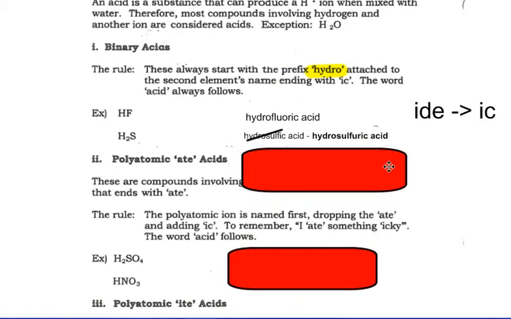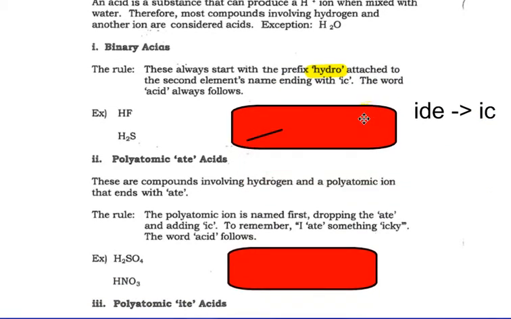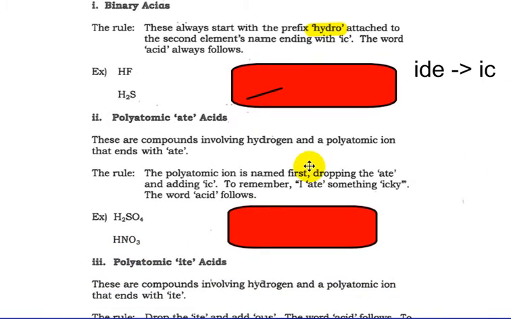If we look at polyatomic acids that end in "ate," so for example the sulfate ion, the SO4, or the nitrate ion, NO3. If we take a look here, the polyatomic ion is named first, dropping the "ate" and adding the "ic." So we can think of it as going from "ate" to "ic." And notice there's no hydro. Hydro is only used in binary acids when there's H and only one other element. If there's a group of nonmetals, it's not used.